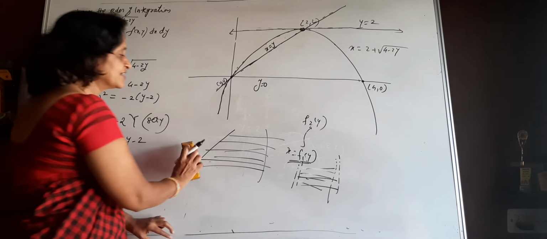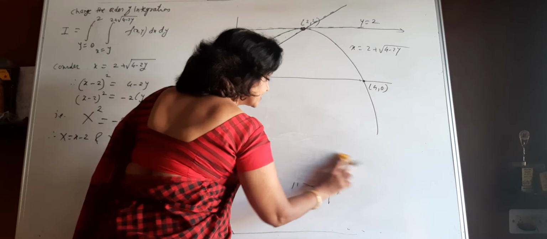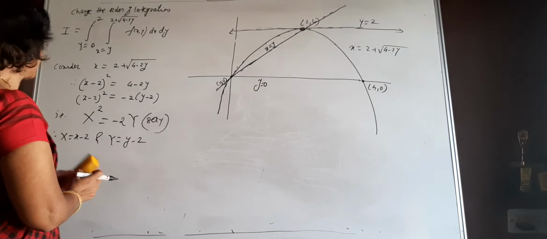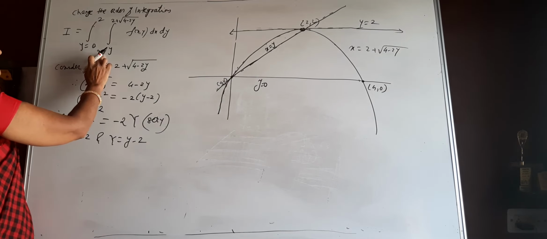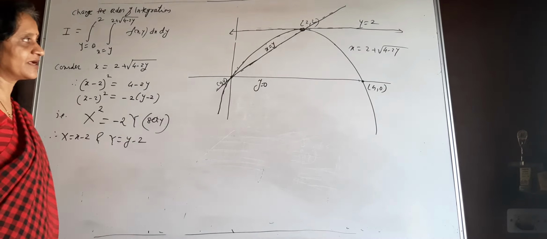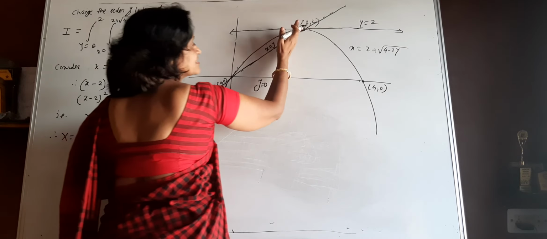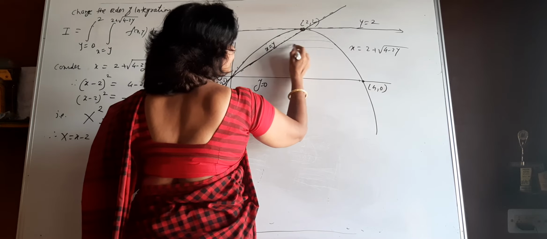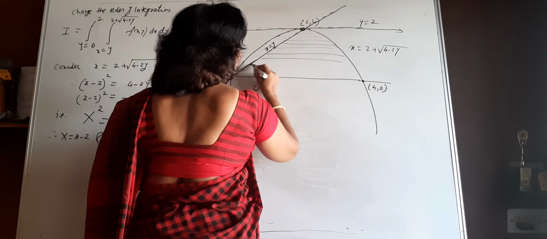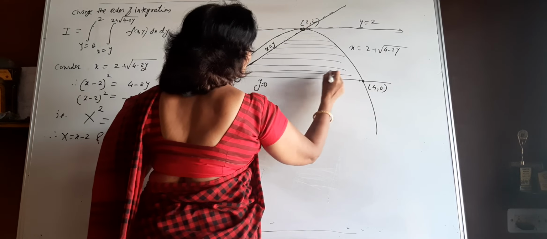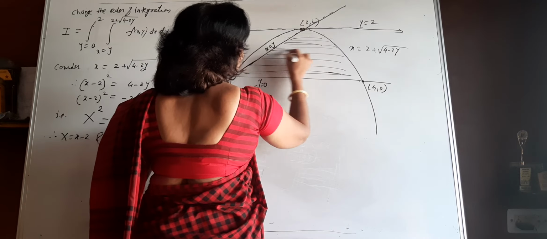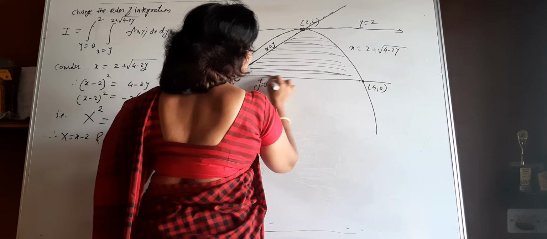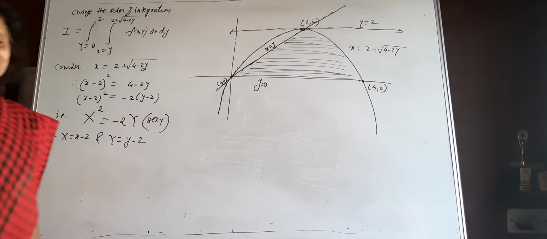So here see properly what these limits tell you. It is to the right of this line and to the left of this parabola. To the right of this line, can you see this? To the right of this line and to the left of this parabola, above this line and below this line, and you can see this is the required region.